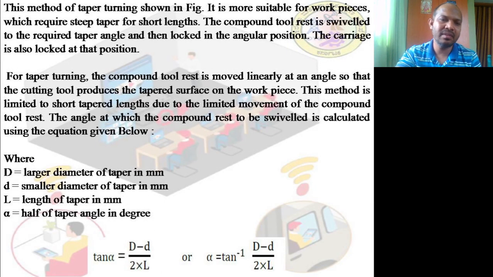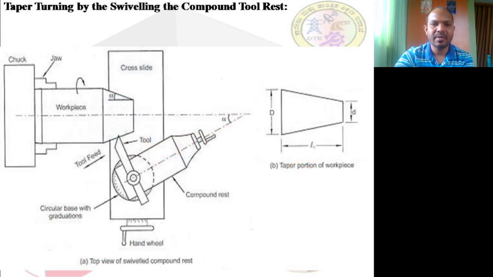Now you can see this here. Capital D is nothing but the larger diameter of the taper in mm, and small d is the smaller diameter of the taper in mm. That will be in mm only. And then the length of the taper is also given in mm. That is the length of the tapered section. Okay. Then alpha is nothing but half of the taper angle in degrees. It is half of the angle. Okay. Tan alpha is equal to (D minus d) divided by 2 into L. That is, capital D minus small d.